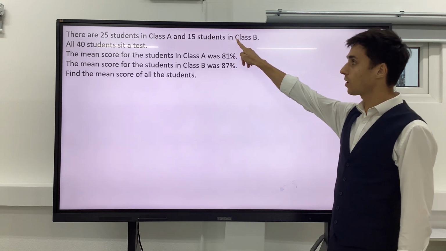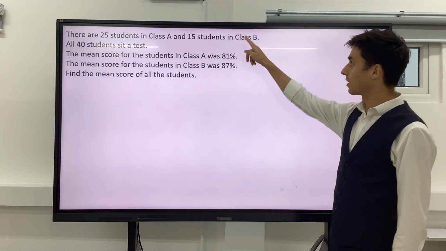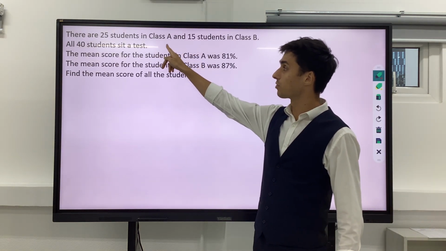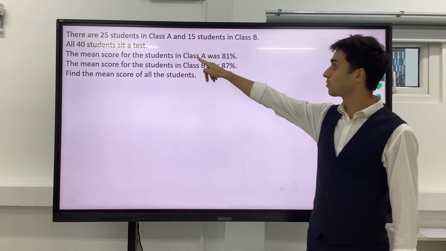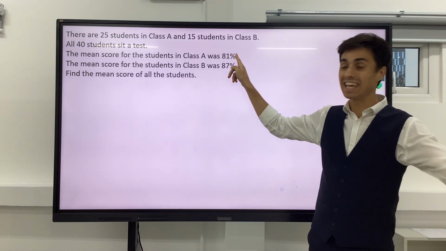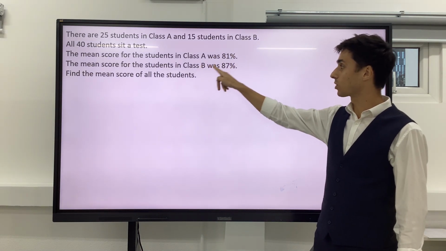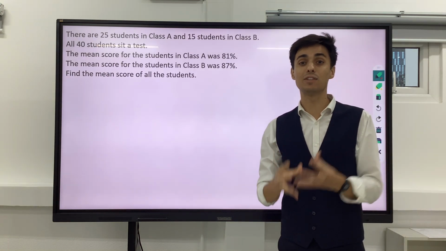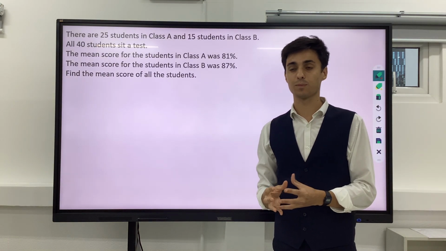We've got 25 students in class A and 15 students in class B. All 40 of them sit a test. The mean for class A is 81%. The mean for class B is 87%. We want the combined mean of the two classes.